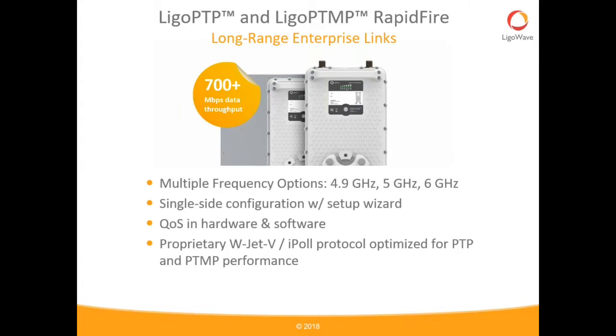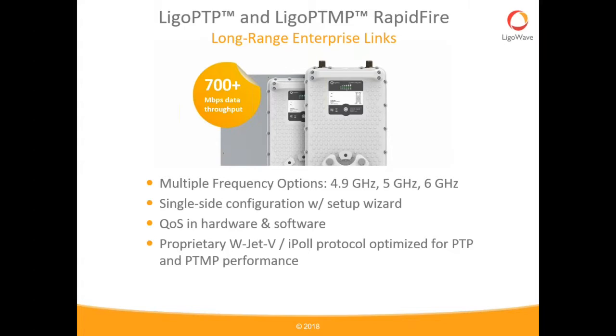So I'm going to start talking about the long-range links. These would be for links going more than about 1.5 kilometers, or about a mile. We have our LiGo point-to-point and point-to-multipoint Rapid Fire series, which is for long-range point-to-point and point-to-multipoint applications. We have multiple frequency options, including 4.9 gigahertz and 5 gigahertz, and we're also now launching 6 gigahertz, and we will have a licensed 6 gigahertz product in the US. In other parts of the world, where 6 gigahertz is unlicensed, we also have some additional options for doing 6 gigahertz in the unlicensed band.